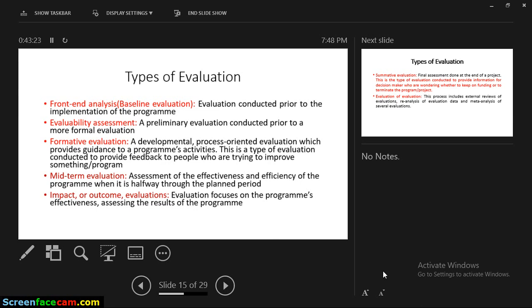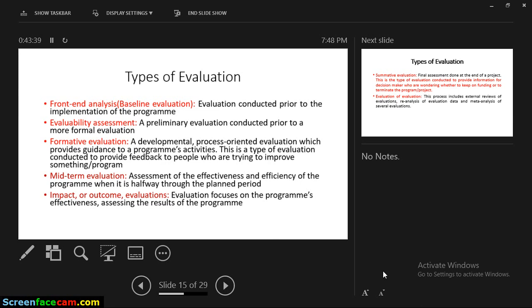Then the second bullet, you are talking about this, right? This one is saying developmental process-oriented evaluation, which provides guidance to program activity. This is the type of evaluation conducted to provide feedback to people who are trying to improve something.